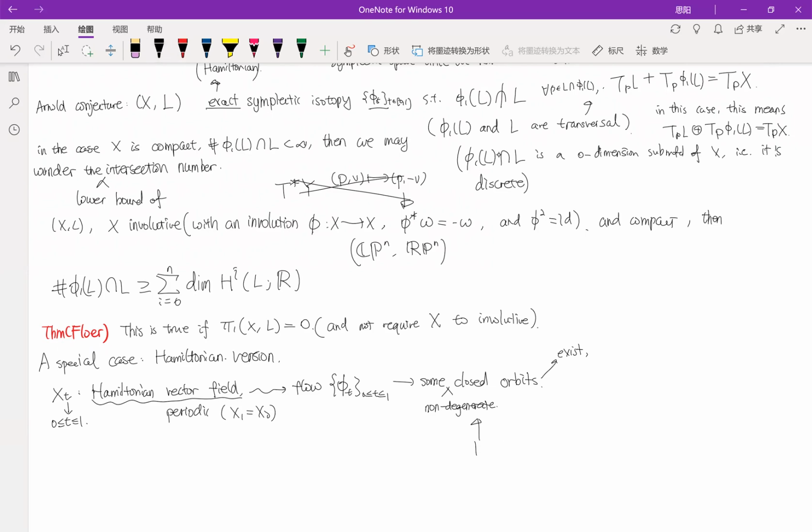How to say that? Yes. Non-degenerate means that the differential of the flow at time 1 should satisfy this condition: the differential of phi 1 must have no trivial eigenvalues. Okay, so the closed orbit exists, and the lower bound is given by the sum of Betti numbers of X.